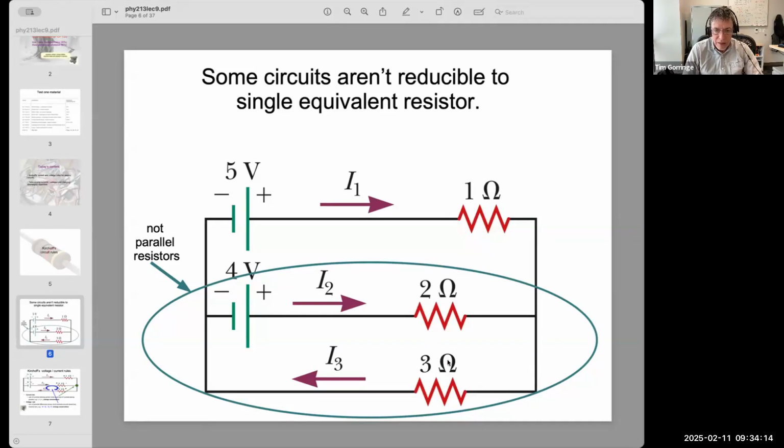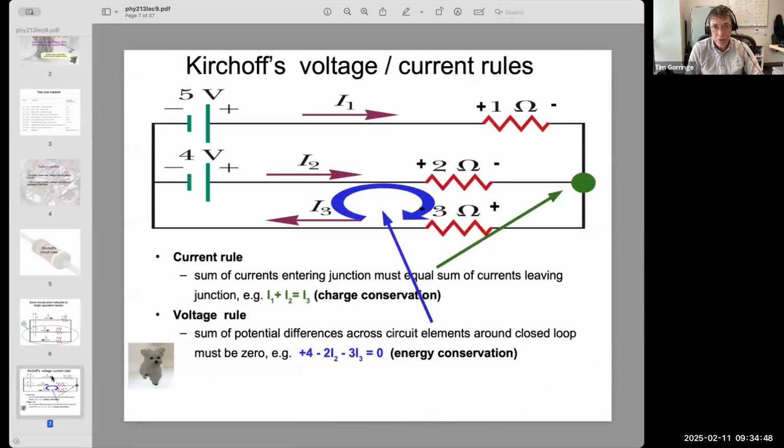If you look at any pair of these resistors, the 2 ohm and the 3 ohm look like they're in parallel, but they're not just in parallel with each other. There's a battery that's also in the arrangement involving these 2 resistors. Likewise, upstairs here, the 1 ohm and the 2 ohm look like they might be in parallel, but there's also a battery in the parallel arms. And so those cannot be reduced. This circuit cannot be reduced to a single equivalent resistor. We need a new way of solving this circuit, a new approach to this circuit. And that's where Kirchhoff's voltage rule, current rule, come into play. That's where we use these rules.